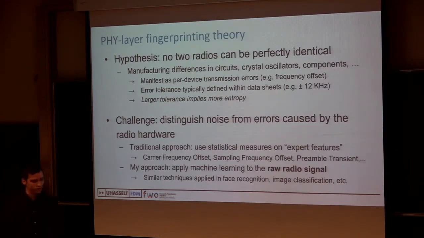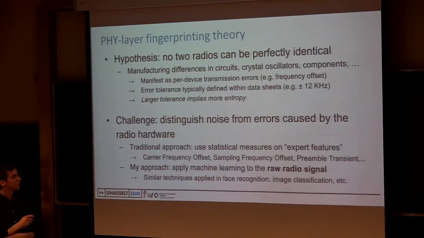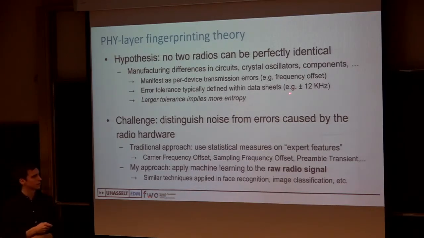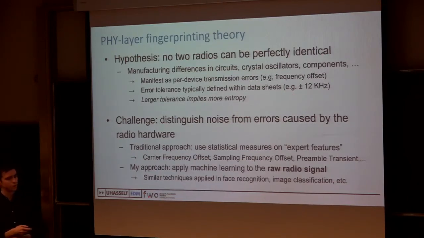Now, the theory of physical layer fingerprinting says essentially that no two radios can be perfectly identical. When a radio chip exits the factory, it will have some kind of variance in, for example, the crystal oscillator frequency and the components. These small errors will manifest as transmission errors, because if you have a faster crystal oscillator or a slower one, this will affect the frequency offset of the device. Usually in datasheets, they define some tolerance for these values. For example, in the case of LoRa, I believe you can have 12 kilohertz of offset.